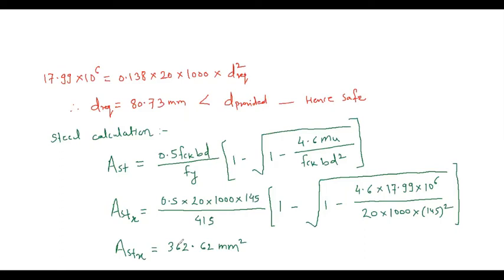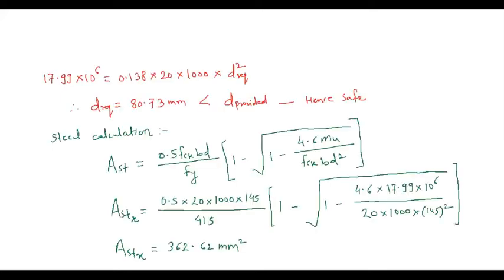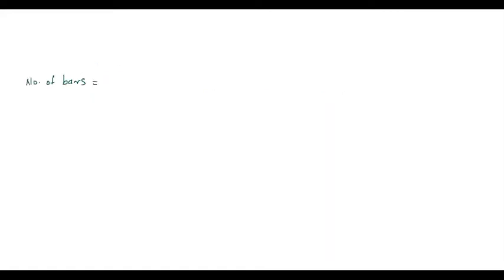So now calculate the number of bars. The number of bars is equal to 362.62. Okay, so it is 362.62 divided by the area of a single bar, that is pi by 4 into 10 square. So calculate the number of bars now.